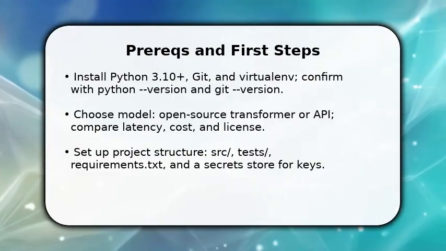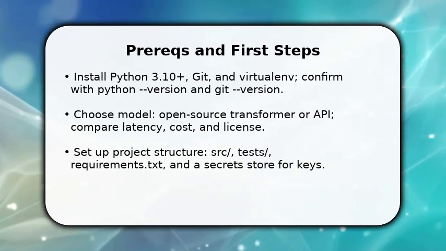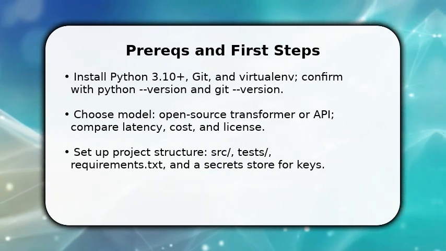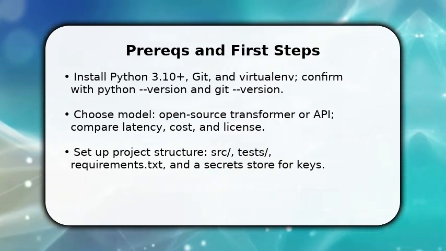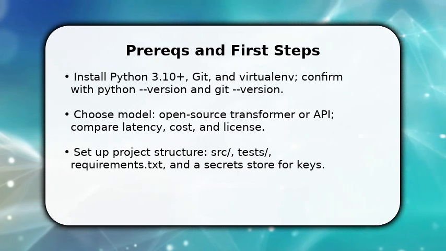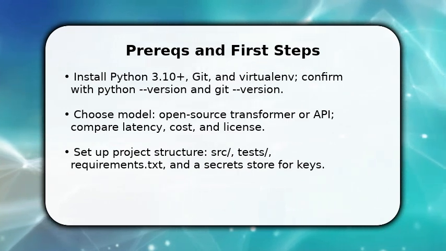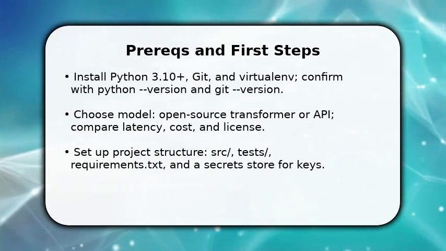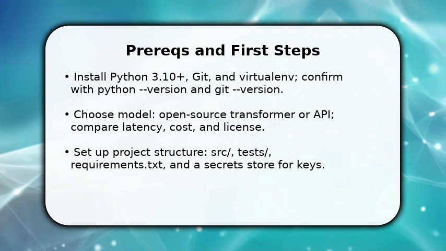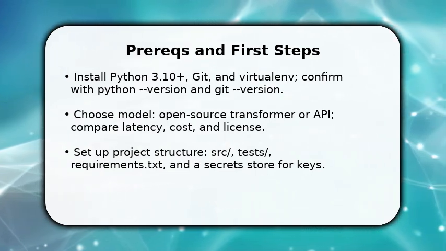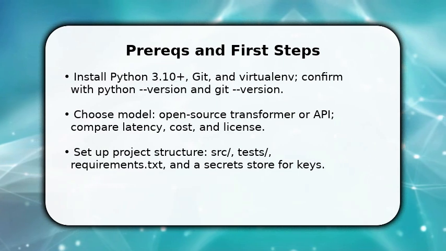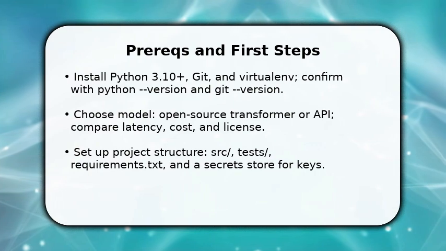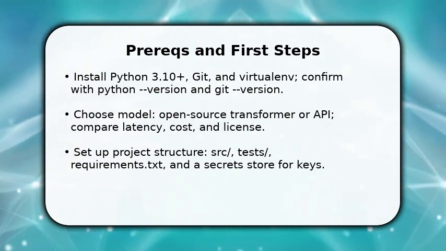You start by gathering essentials and taking the first concrete actions now. Install Python 3.10 plus Git and virtualenv, then create and activate a clean environment so dependencies won't conflict. Choose whether you'll run an open model locally or call an API. This decision affects cost, latency, and hosting. Once decided, scaffold a project: src, tests, requirements.txt, and a secure secret store for keys and tokens. After that, initialize Git and commit a minimal README so you have a reproducible base to build from.